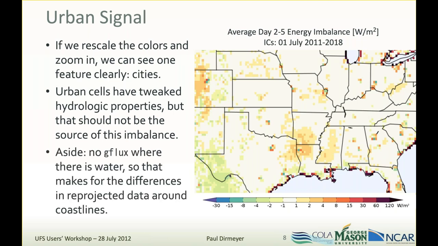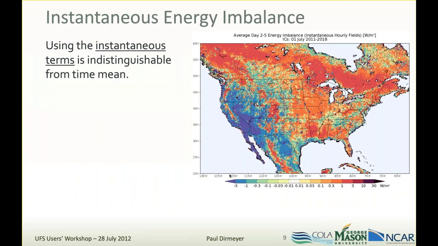Oh, and as an aside, you see a lot of large numbers around the coastlines. Don't worry about that. That is a reprojection issue that comes from the fact that there's no ground heat flux over water, and so that generates a spurious-looking imbalance that's not really an imbalance. But really, we're concerned about what's going on away from the coastlines. Okay, so back to this map.